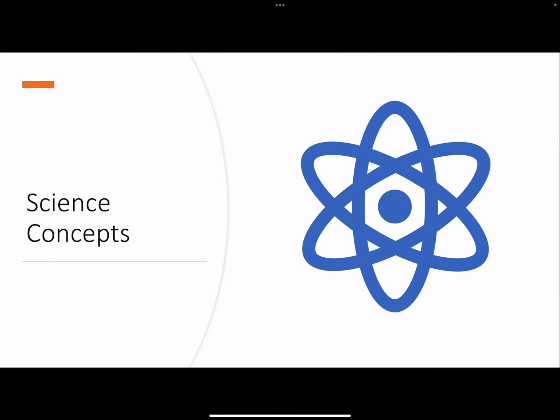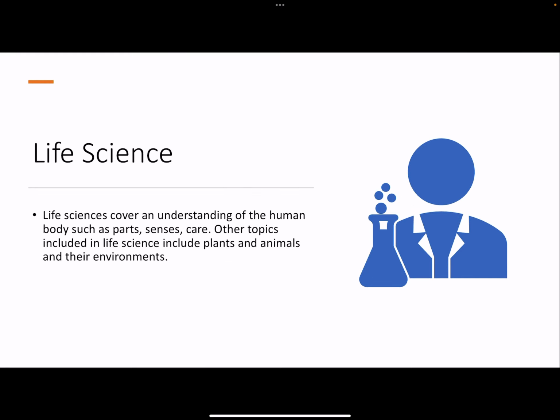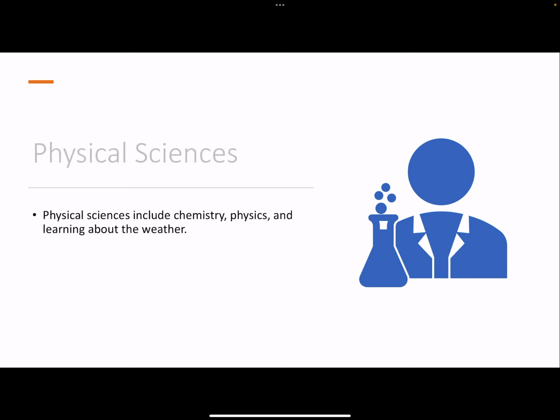And next we had science concepts. So I think there were 3 elements to the science concepts. The first one being life science. So life science covers an understanding of the human body, like parts, body senses, and how to care for yourself. So introducing these topics to kids. Other topics that are included in life science include plants and animals and their environments, as well as the life cycle of plants, things like that.